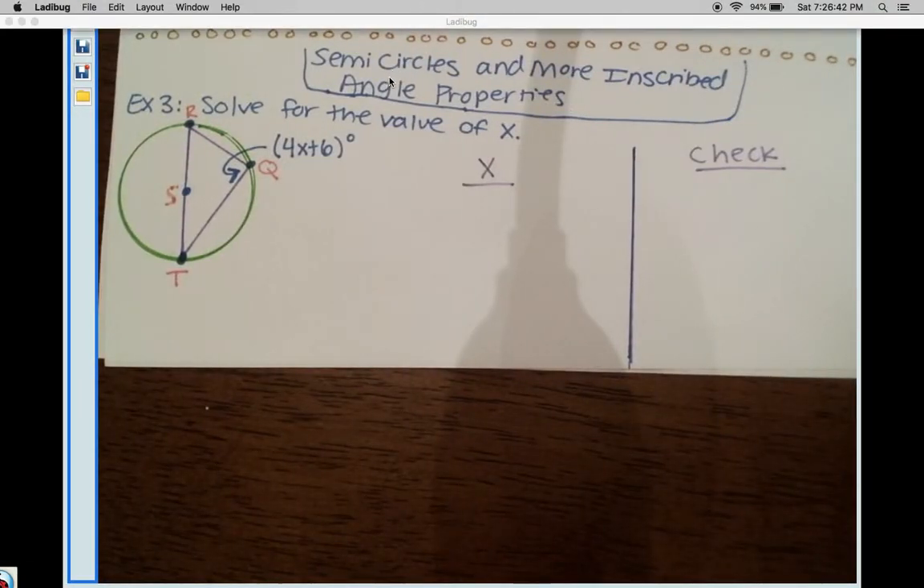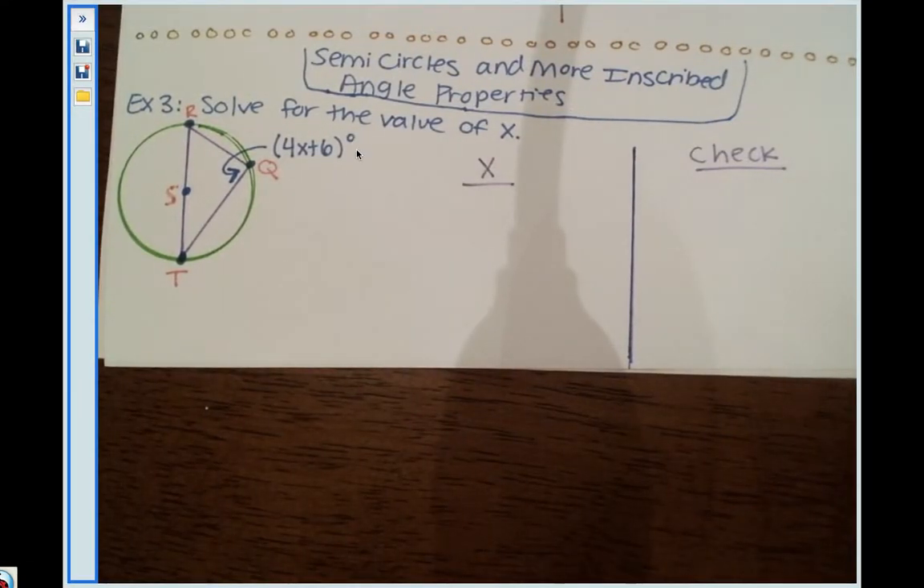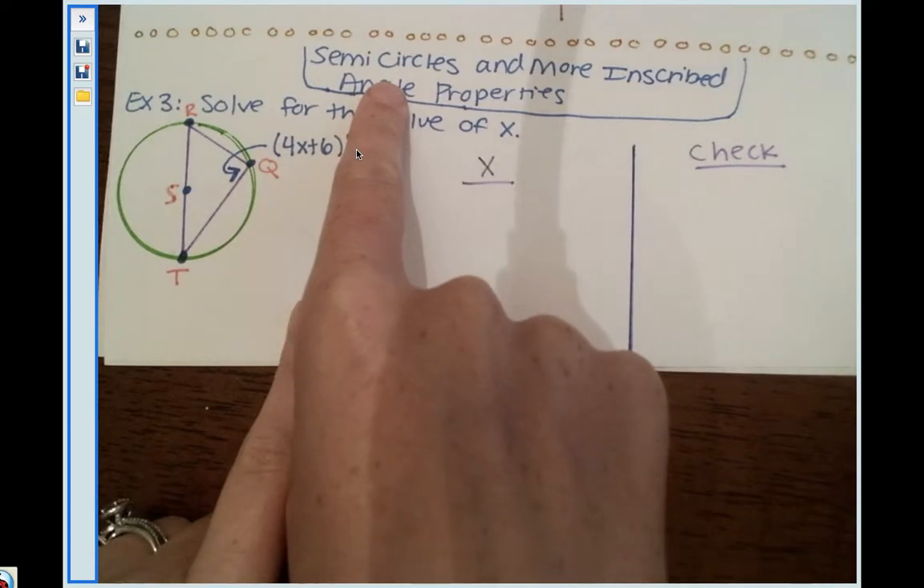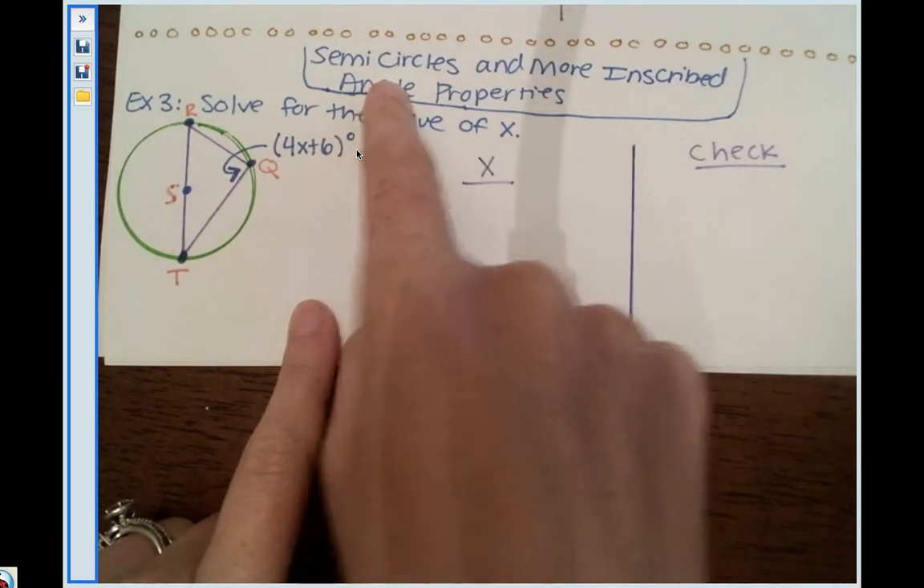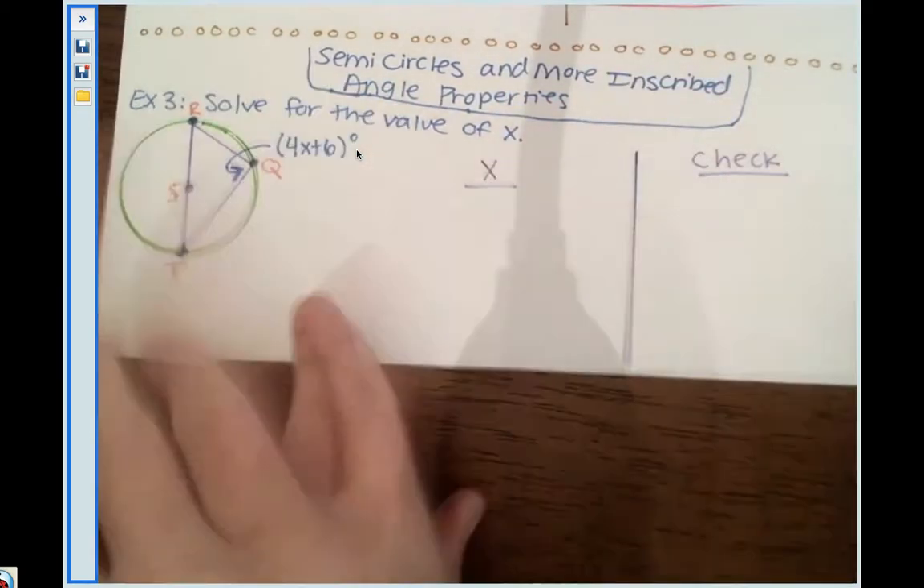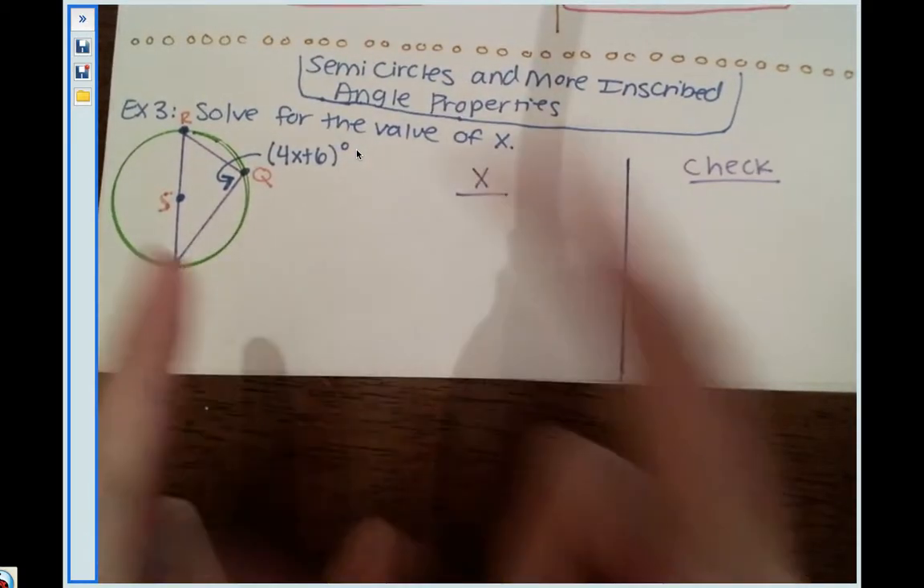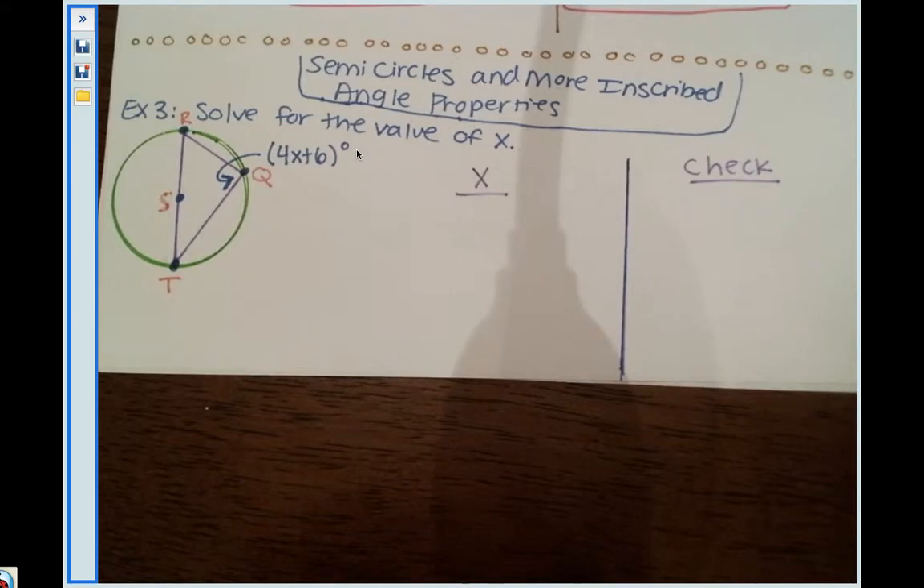All right, so let's get going. So, example three is on more properties of inscribed angles that specifically relate to when we have a semicircle as our intercepted arc, as well as some other properties of inscribed angles, particularly relating to when inscribed angles overlap and have the same intercepted arc.